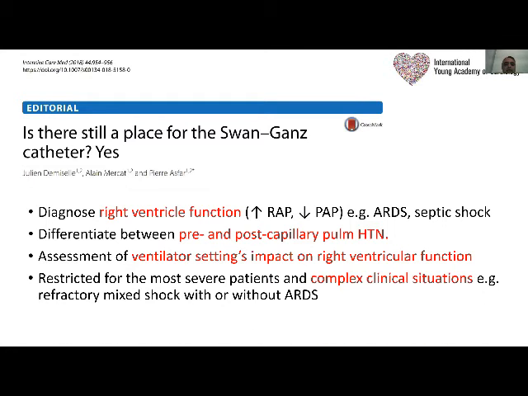And in severely critically ill patients with complex clinical situations, with refractory mixed shock, and especially if the condition is also associated with ARDS.